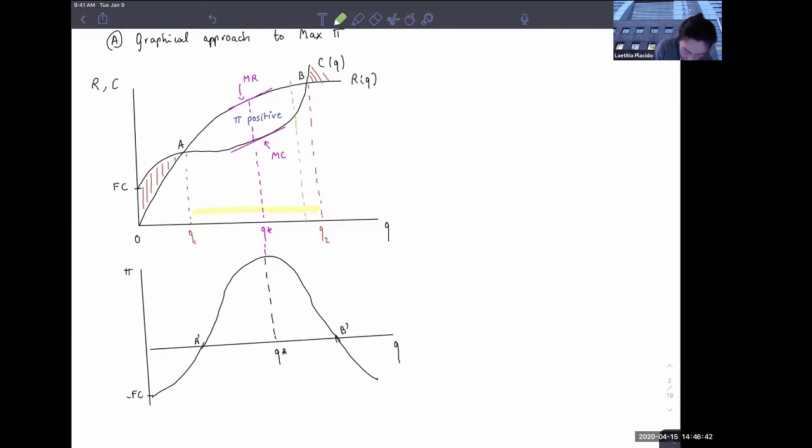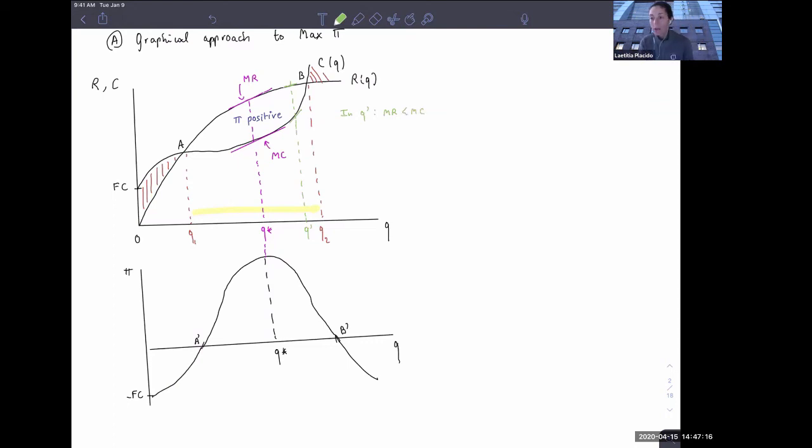Okay, let's say that I'm in Q prime here. What happened here? Well, let's draw the slope at that point. So in Q prime, the slope of the total revenue is lower than the slope of the marginal cost. Okay, so marginal revenue is lower than marginal cost.